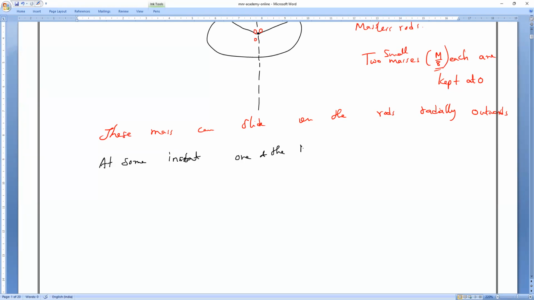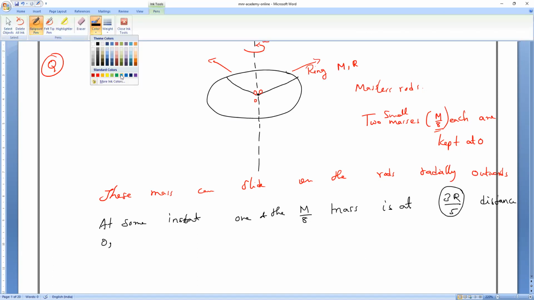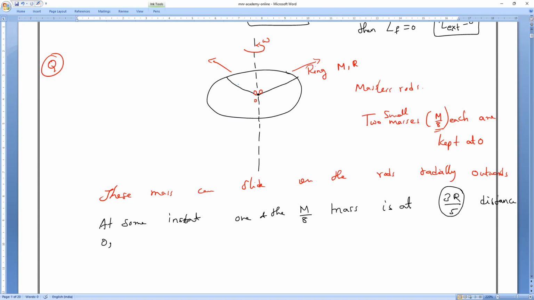At some instant, one of the m by 8 masses is at 3r by 5 distance from O. Can you understand this question? What are they saying? How much distance from O? 3r by 5 from the O. This is the O point. Let me take a different color. It started moving radially and it reaches here. So this totally we used to call as what?